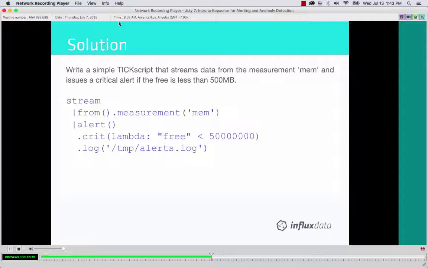So what this is saying here, just to give everybody an idea, is stream data from the measurement mem, and then I want you to issue a critical alert when the free value, the free field, is less than 500 megabytes. And what I want you to do with that alert is log it to temp/alerts.log. There's various ways you can do this. You could have it kick off a thing to PagerDuty, kick off a thing to Slack, kick off an email. There's tons of things you can do with this. But in this example, we'll just log it.